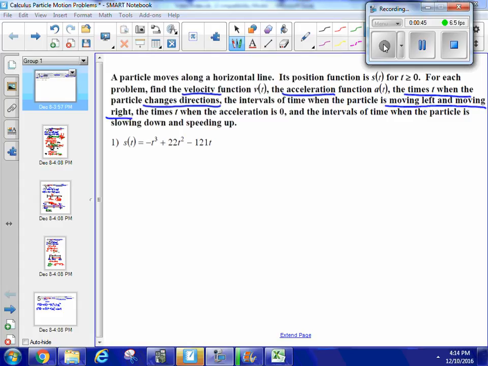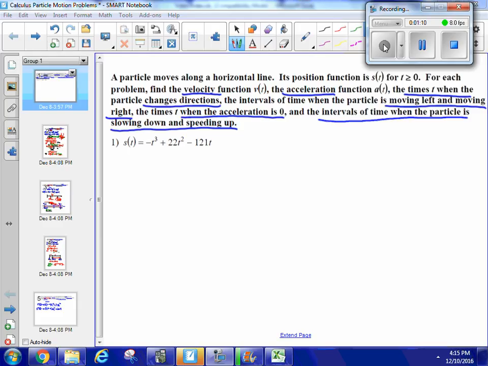And then I need to find, well, it says when is the acceleration 0, but I need to find that out in order to find the intervals of time when the particle is slowing down or speeding up. Because if acceleration is in the same direction as velocity, I'm speeding up. If acceleration is in the opposite direction of velocity, I'm slowing down.